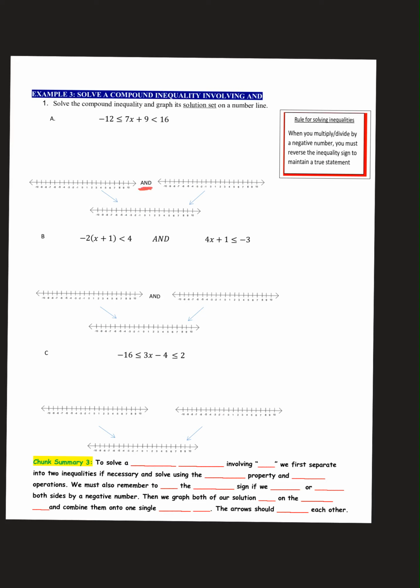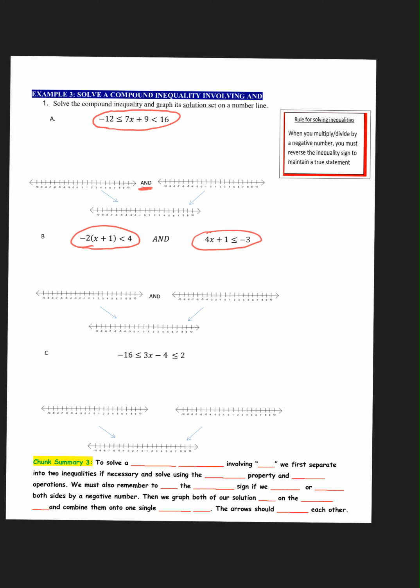We also talked about what OR compound inequalities look like and how to solve them. So an AND inequality looks something like this, or it looks like B, where it gives you two separate inequalities and separates them with AND. They can disguise themselves either way.